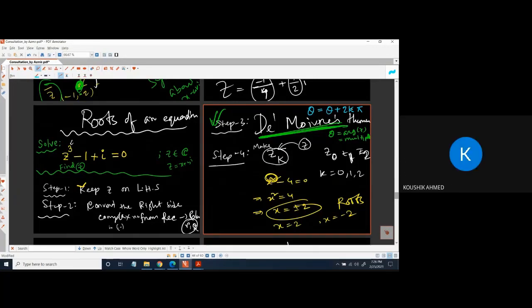Yes, sir. If k equals 1, then 1 rotation is done, theta plus 2 pi. If k is 2, theta plus 4 pi. If k is 3, 3 rotations are done, so theta plus 6 pi, like that. If k is negative 1, then theta minus 2 pi.